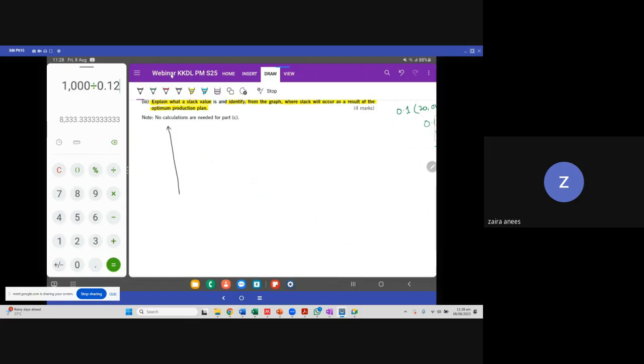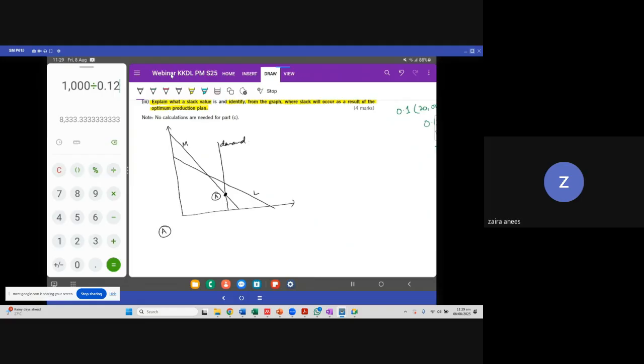See, let's suppose this is a graph, right? This is the first constraint, this is the second constraint, and let's suppose this is the third constraint. And let's suppose the solution is at this point. This is the equation of material, this is the equation of labor, and this is the demand equation. Let's suppose that this is point A. So at point A, what will be slack and what will be the binding constraint?